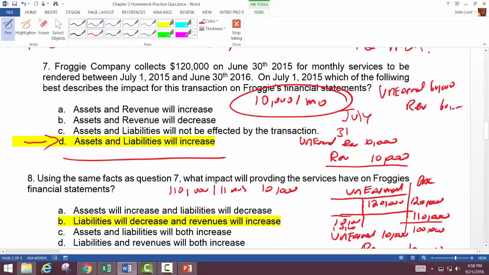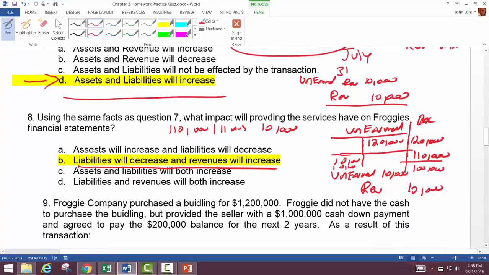Right? 10,000 a month, 6 months. Okay, good. So the answer to this question is when I provide the service, liabilities, unearned revenue decreases, and revenue has to increase, right? Does that recognize the revenue? Okay, good. Come over.